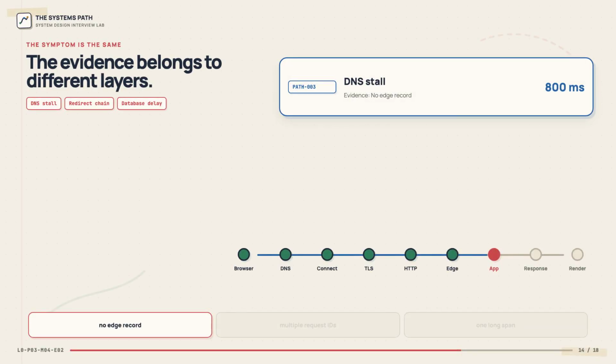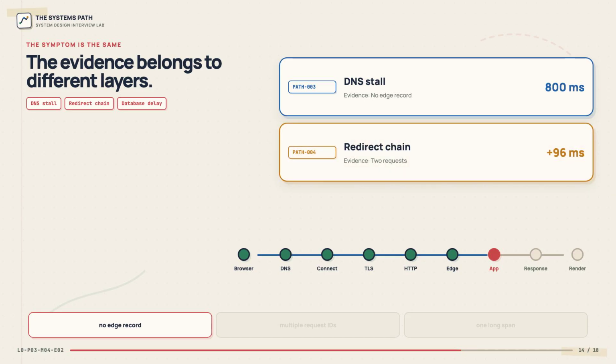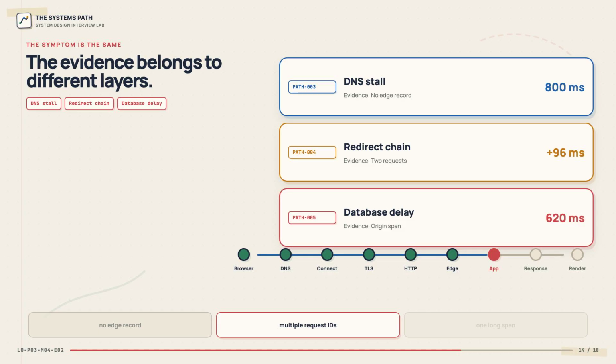Now inject 3 failures. Slow DNS. The user waits, but the edge has no path 003. Redirect chain. Each server is fast, but the browser performs another request. Slow database. Setup is normal, then one dependency span dominates path 005. The symptom is the same: a slow page. The evidence is different. No edge record points earlier. Multiple request IDs reveal redirects. One long span points inside the origin.